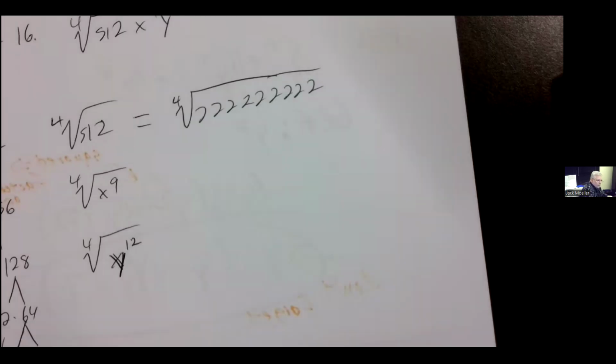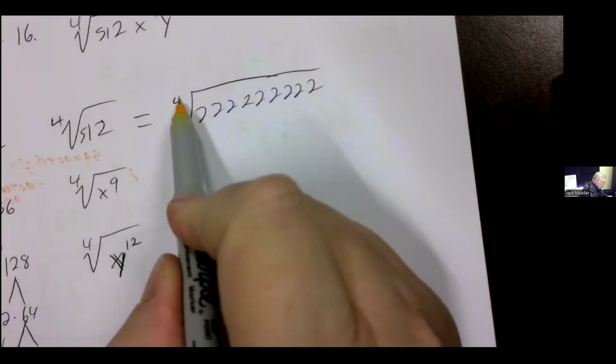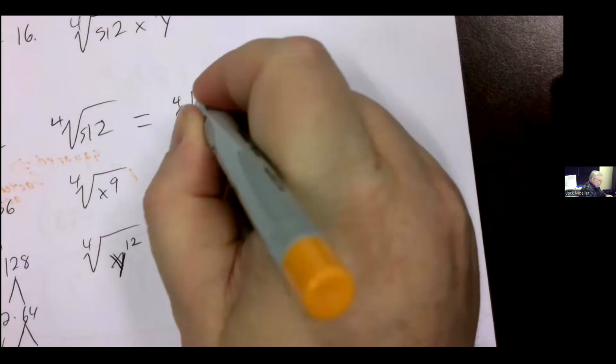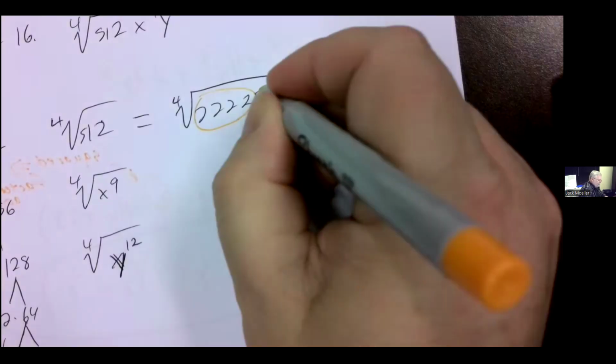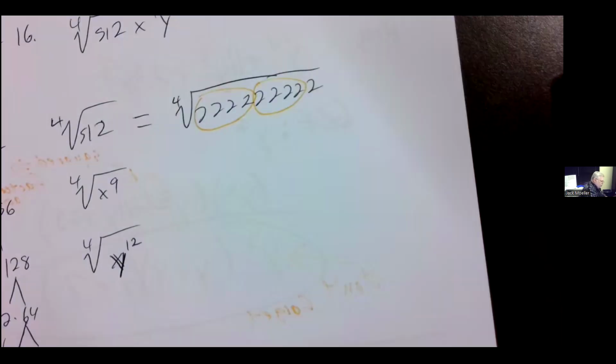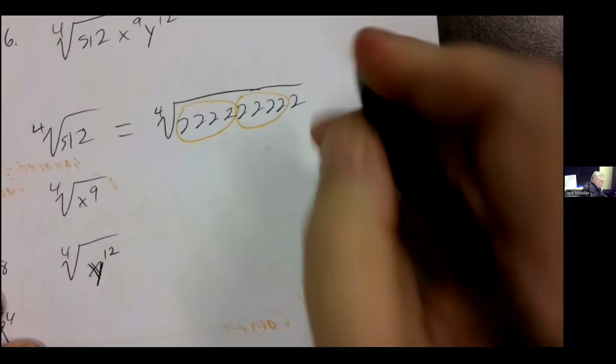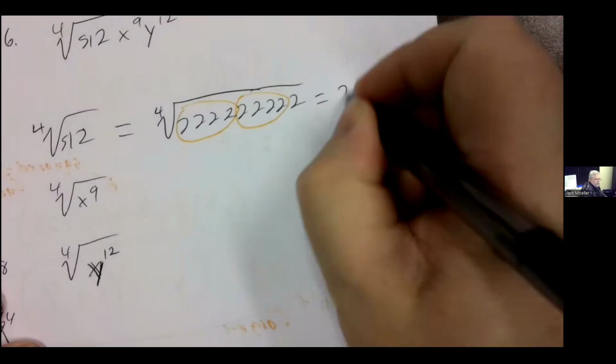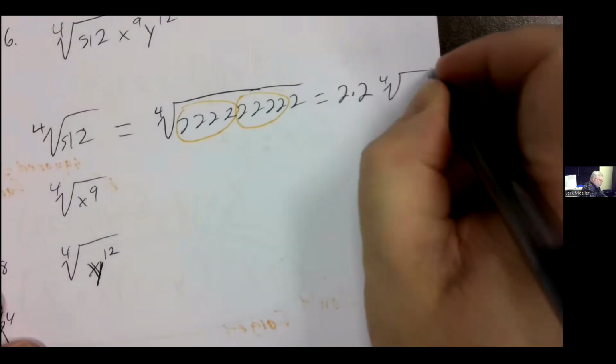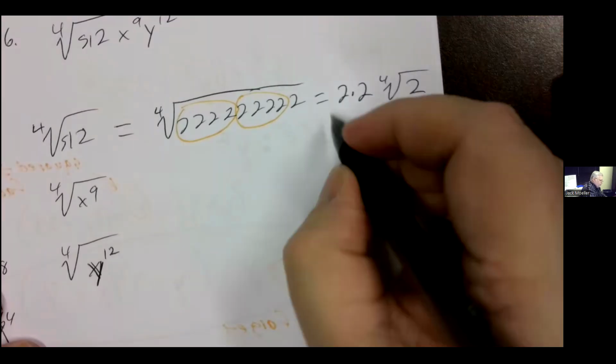Now this is a 4th root, so remember, we're looking for groups of 4. One group of 4, 2 groups of 4. So we bring 2 2s out, and then there's 1 2 left on the inside. And then 2 times 2 is 4. That gives a 4th root of 2.